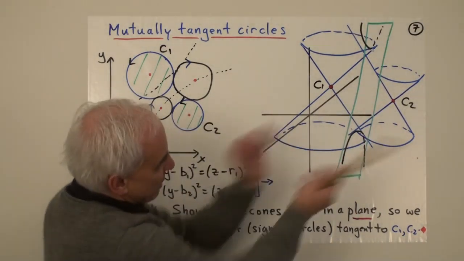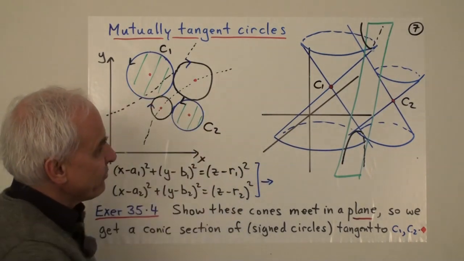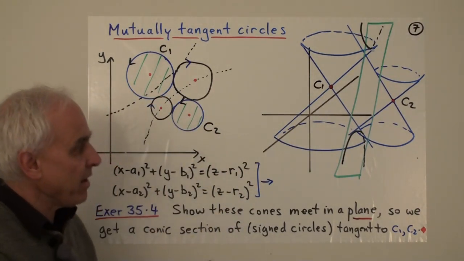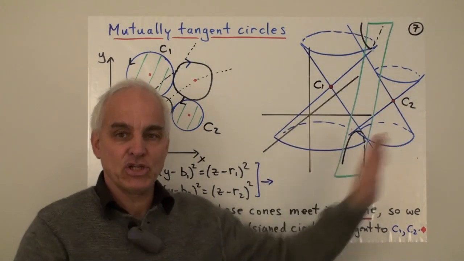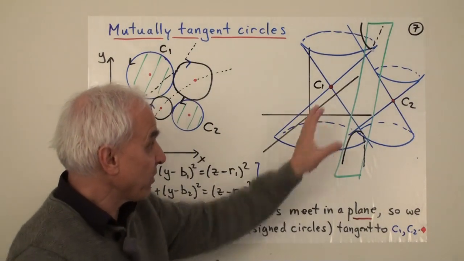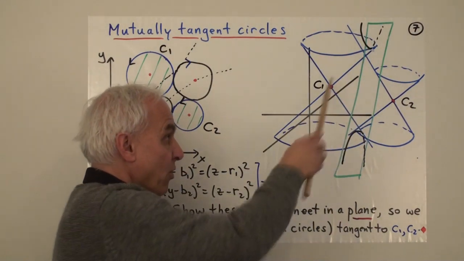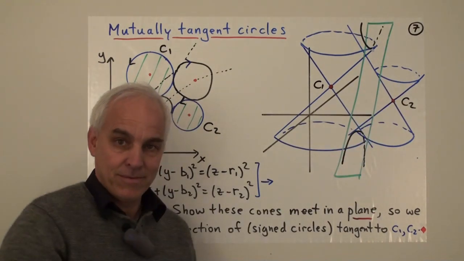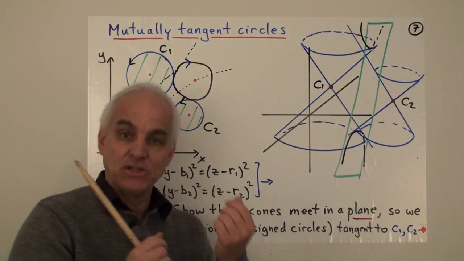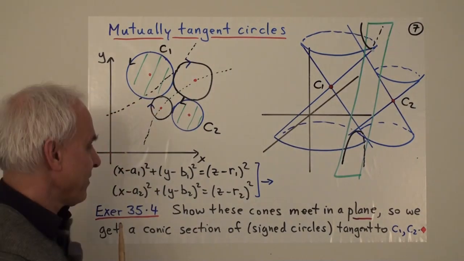So over here in our three-dimensional situation, this problem is really a question of describing the intersection of these two cones. We're looking for points in the three-dimensional space which lie on both this cone and this cone. That means that they're going to be tangent to both C1 and C2.